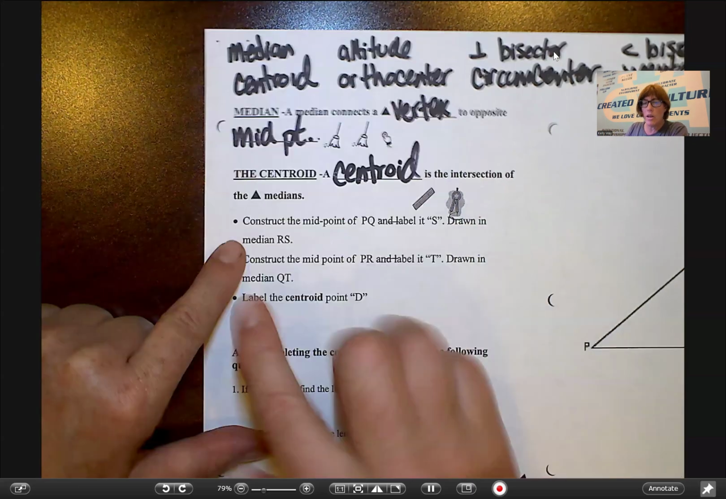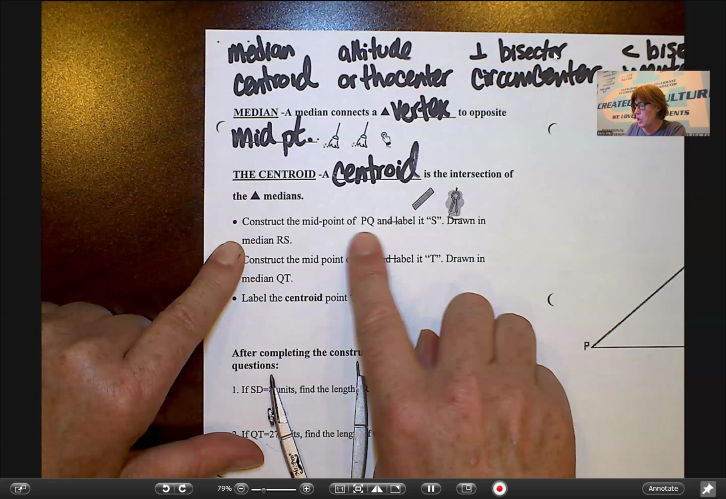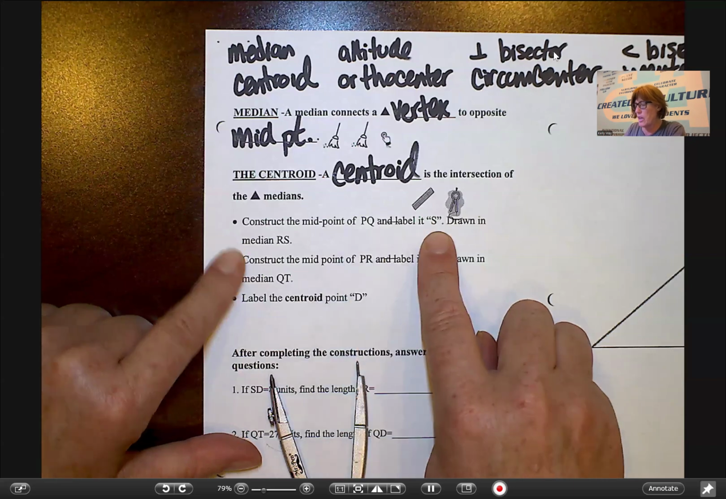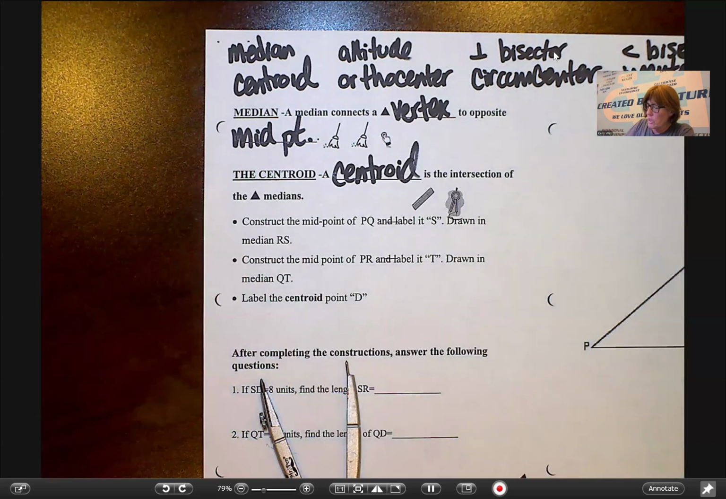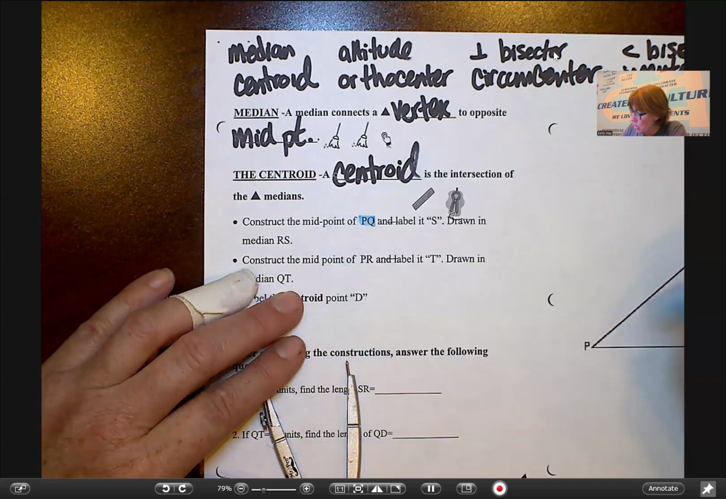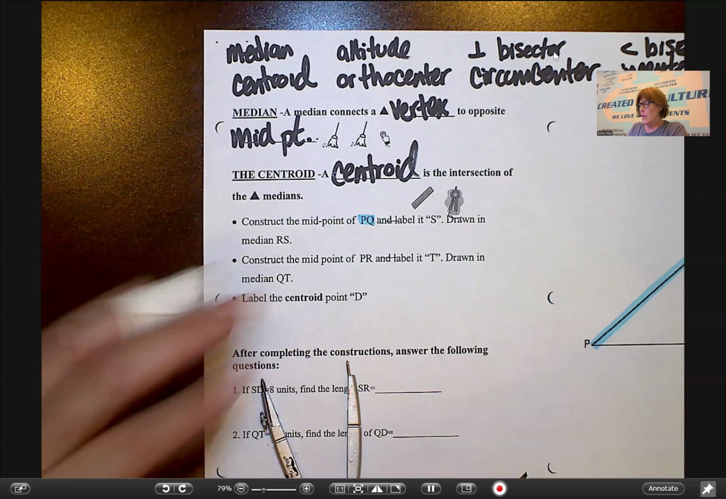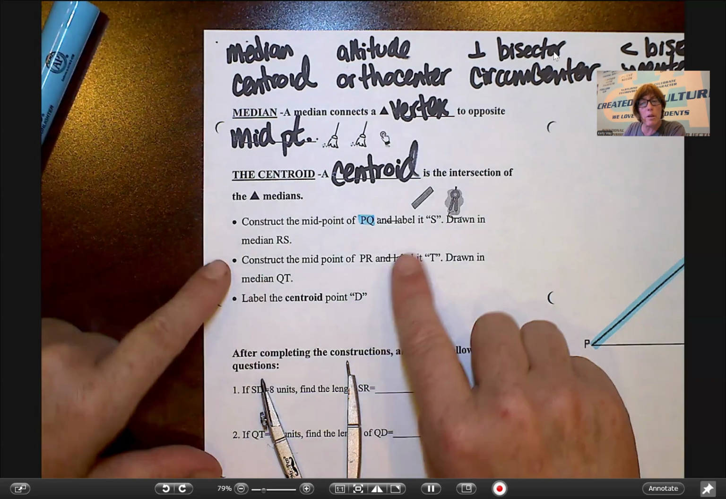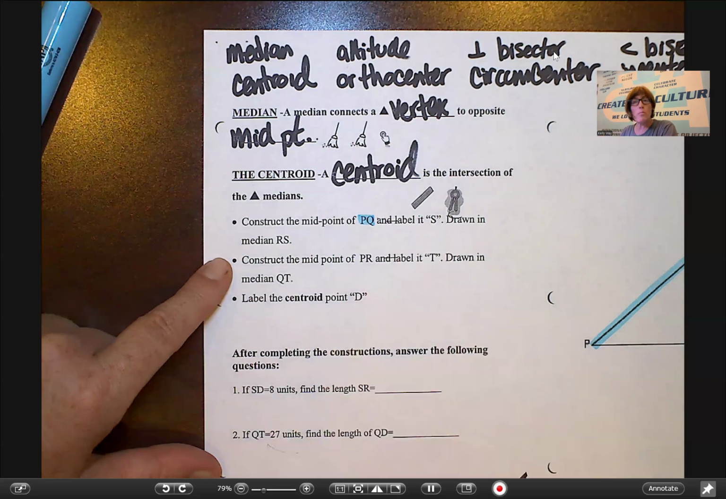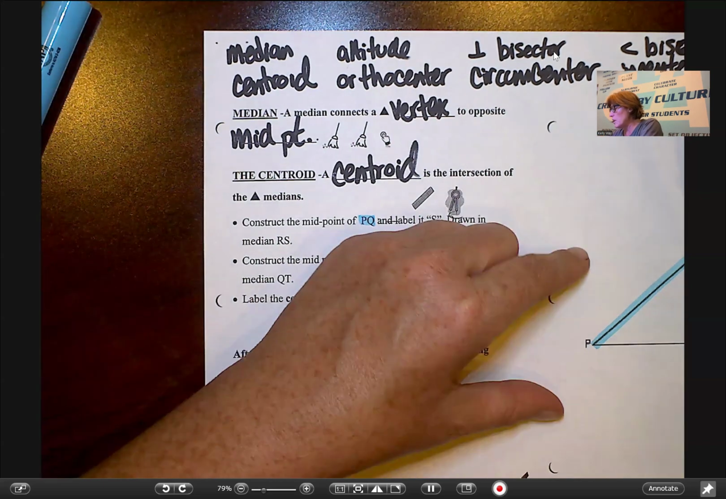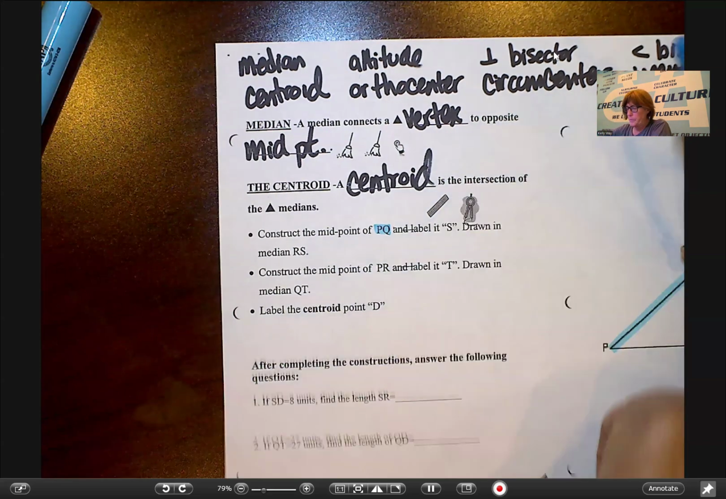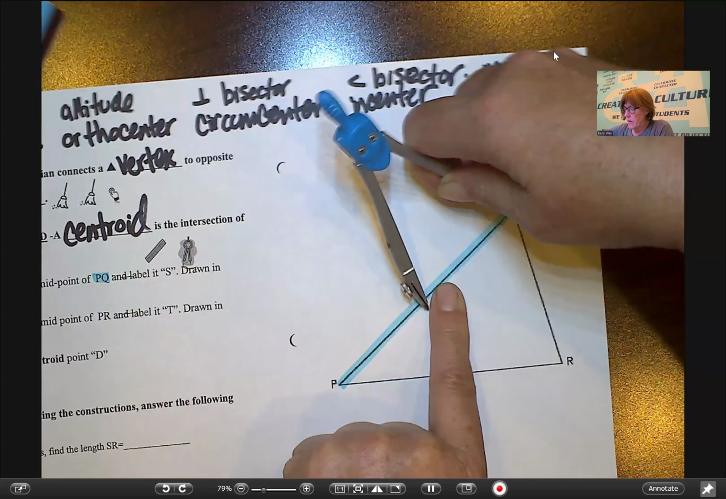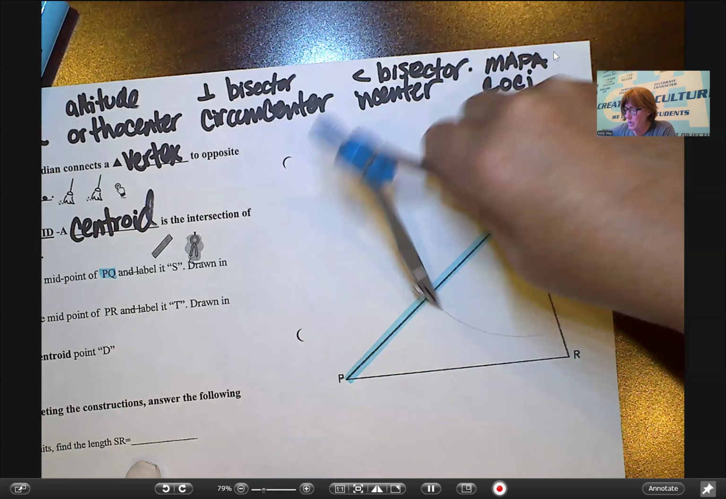So it says we're going to construct a midpoint of PQ and label it S and draw in the median RS. So we're going to construct the midpoint of PQ, right here. And we're going to label that midpoint S. So for the midpoint, you're going to put your pivot here at the end, go past just what looks like the middle, and you're going to do a sweep.